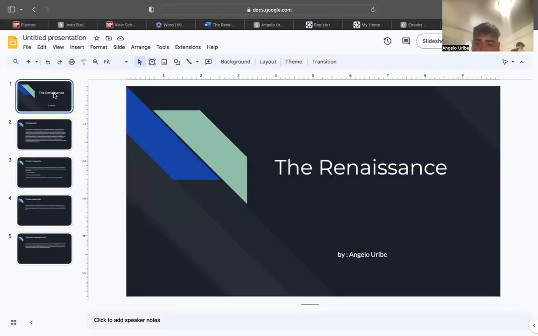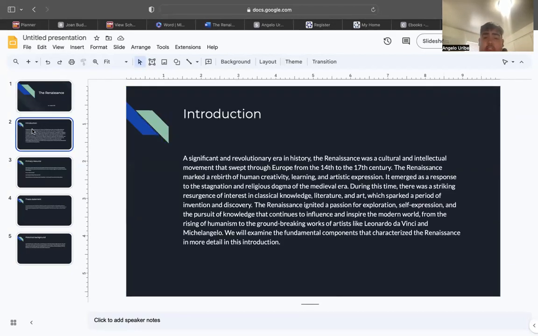So my project is about the Renaissance by Angelo Uribe. My introduction: a significant revolutionary era in history. The Renaissance was a cultural and intellectual movement that swept through Europe from the 14th to 17th century. The Renaissance marked the rebirth of human creativity, learning, and artistic expression. It emerged as a response to the stagnation and religious dogma of the medieval era.